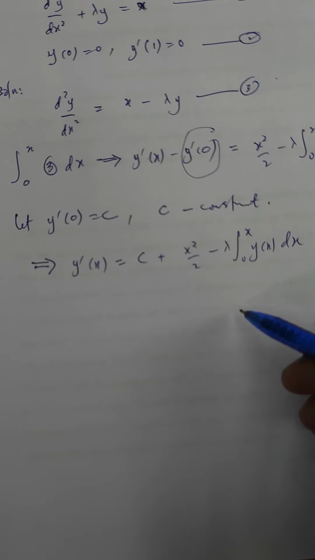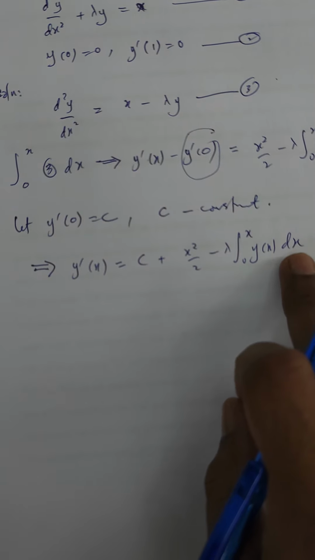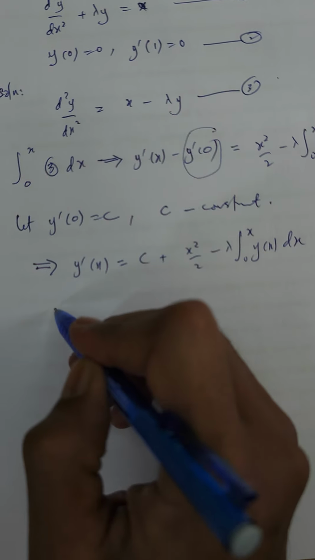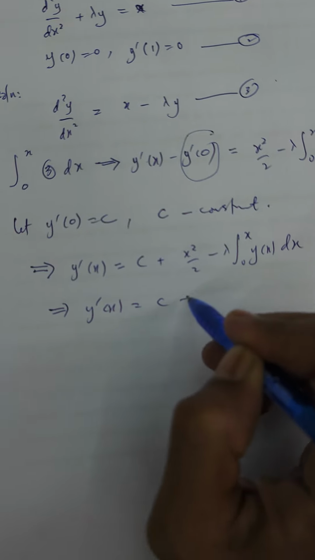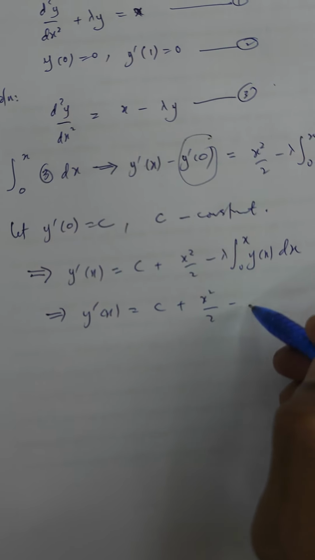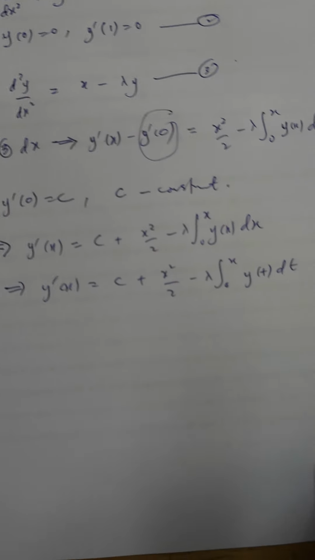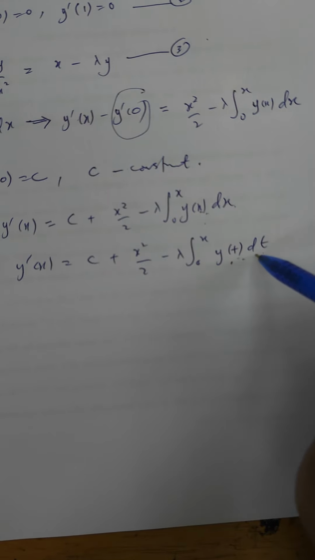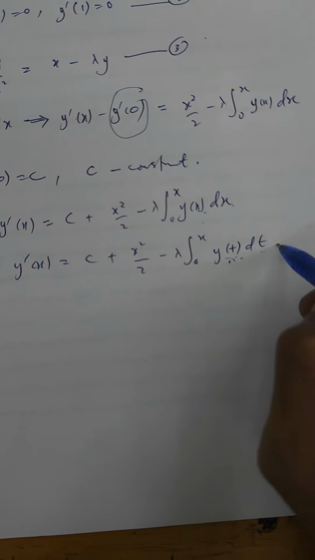Alright, and then for this limit of the variable of integral, you can change those things, put x equal to t in that. So you can write this as y prime x equal to c plus x squared over 2 minus lambda integral from 0 to x of y(t) dt. So what we do here is just change the variable of integral.